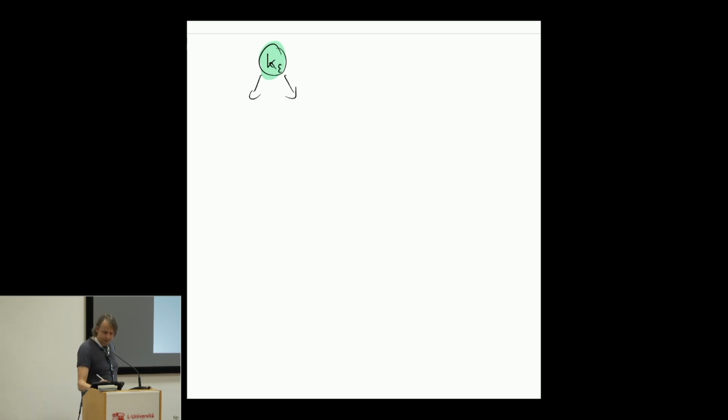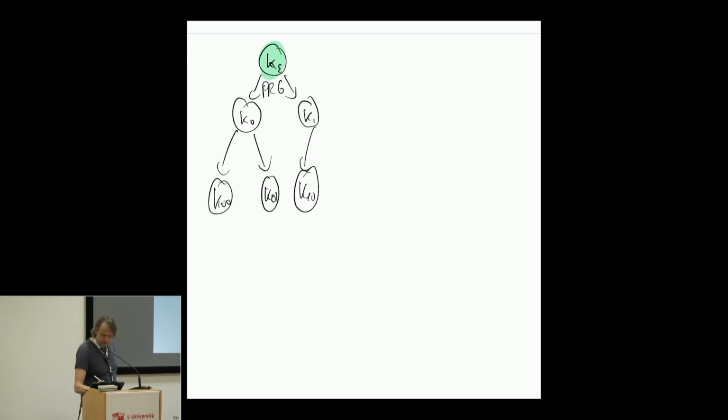So you apply the PRG, so you get two strings. The left one, which I call K0, and the right one that I call K1, and so on. So you think of this tree: K00, K01, K10, K11, right? And because this figure is so beautiful, I'm going to keep it because I need a few of them.